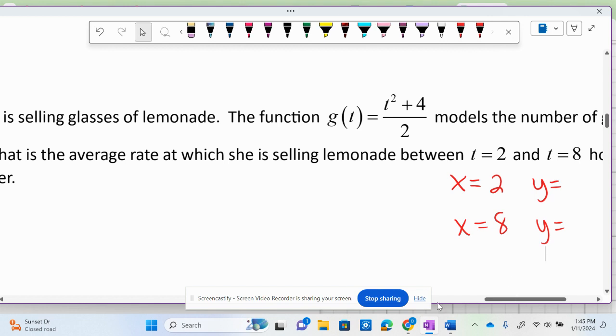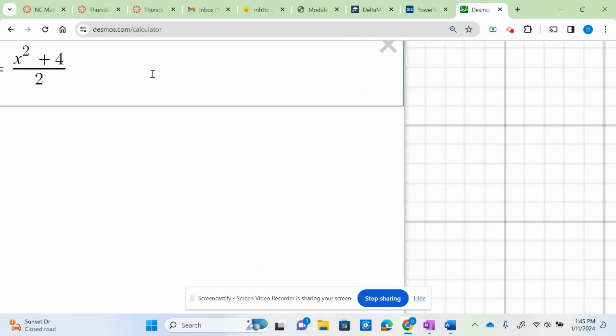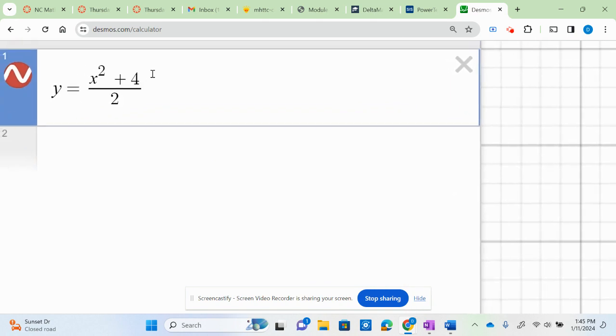So I'm going to go to Desmos, and I'm going to put that equation in there for us. And I used y instead of g of t, and I used x instead of t. But this is exactly what that equation was.